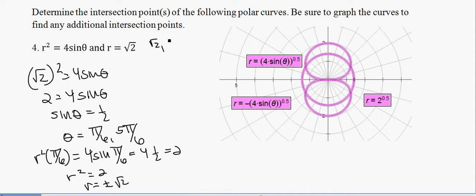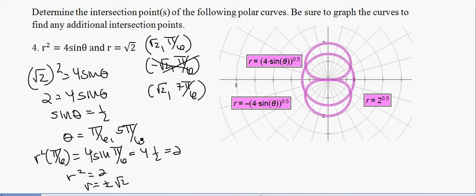So I have radical 2 comma pi over 6, and I have negative radical 2 comma pi over 6. Root 2 comma pi over 6 is this point over here. Negative root 2 comma pi over 6 is this point here, but then it goes over into the third quadrant. I don't really like negative radii, so I'm going to write it as radical 2 comma 7 pi over 6.